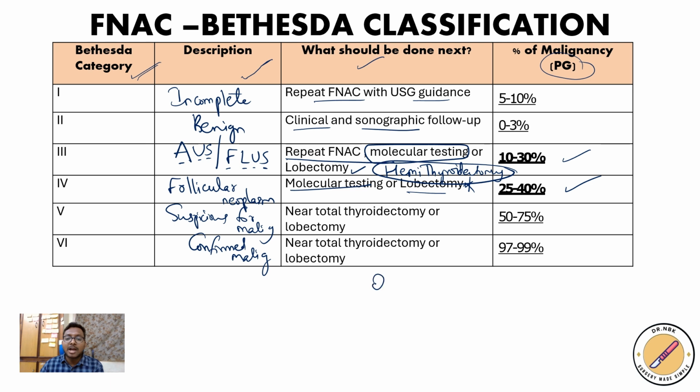Another important question they will ask you is what are the disadvantages of FNAC in thyroid swelling? So, what are the pitfalls or disadvantages? The main disadvantage is that it cannot differentiate between follicular adenoma versus carcinoma. Why? Because we are just picking up the cells but not the tissue.